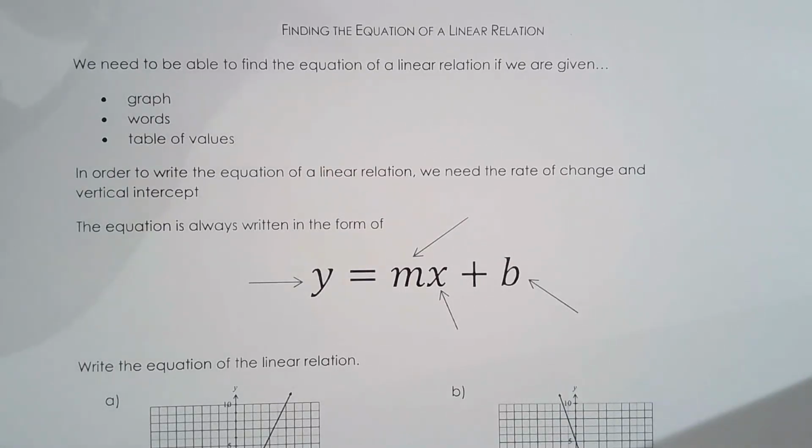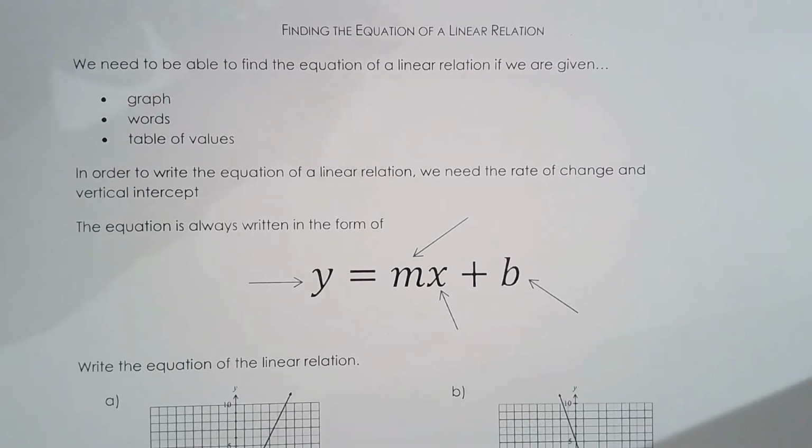In this lesson, we're going to focus on the equation of a linear relation because in the first lesson of the unit, we focused on the graph of a linear relation. In the second lesson of the unit, we focused on the table of the linear relation. Okay, so you can tell from the graph if you have a linear relation if it's in the shape of a line. You can tell from the table if you have a linear relation if the first differences are constant.